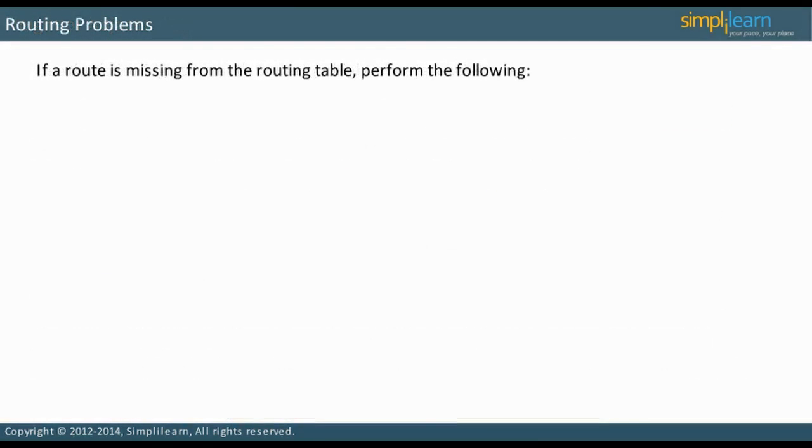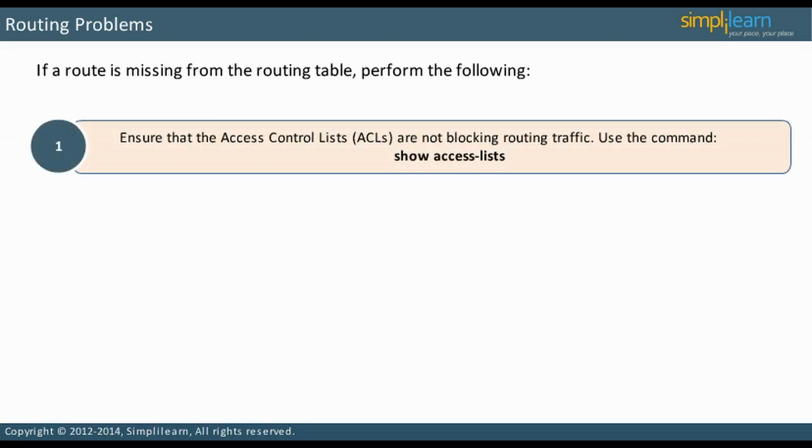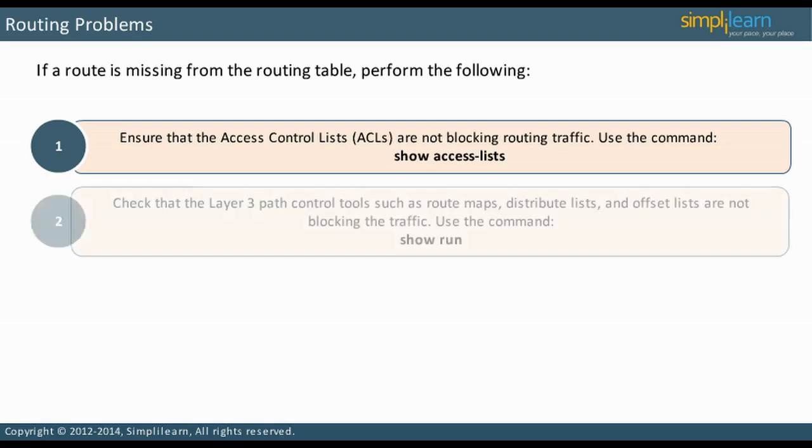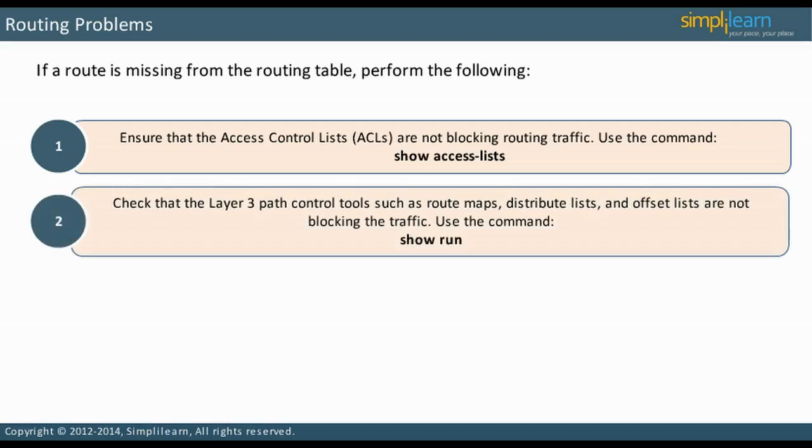If a route is missing from the routing table, there are some items to check. Ensure there are no ACLs blocking the routing traffic by issuing the Show Access Lists command. Check if Layer 3 path control tools are being used. Route maps, distribute lists, and offset lists can also block traffic. The Show Run command can be used to verify this.